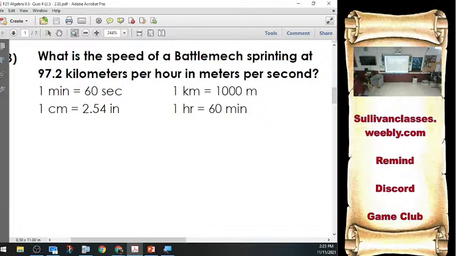We have a BattleMech. Maybe it's a Phoenix Hawk. I don't know. And it is sprinting along at 97.2 kilometers per hour. What is that in meters per second?